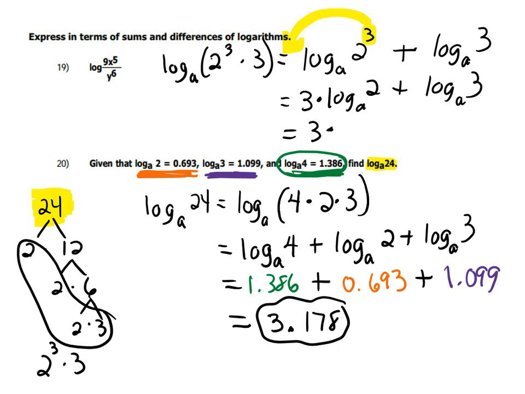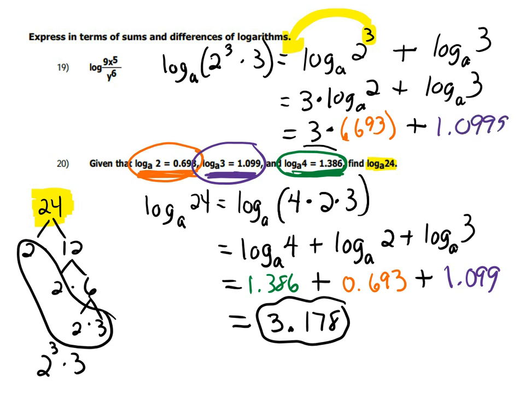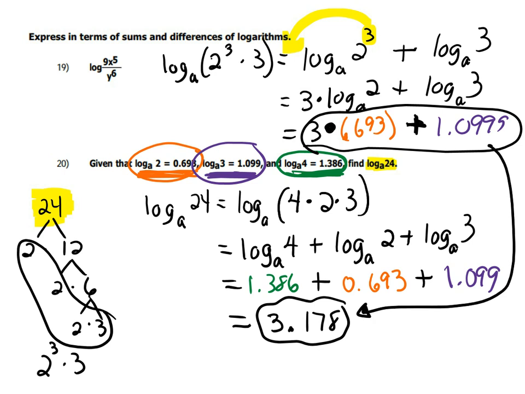So that's going to be 3 times log base a of 2, which was the orange, 0.693, plus log base a of the 3, which was the purple. If you do all this math according to order of operations, you multiply first and then add second, you're going to get this same answer. So it doesn't matter which way you do it. It works both ways. Okay.